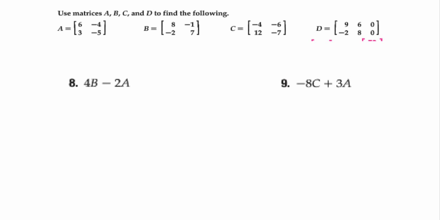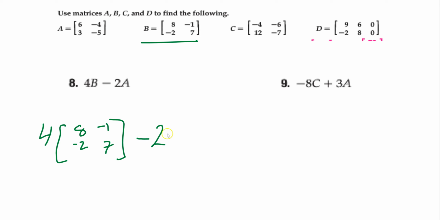We'll do one of these. It's the same idea. So in this case, I want to figure out what this is. So 4b minus 2a. Actually, we'll do this one by hand, and I'll show you how to do one of these on your calculator. So 4b. So I'm going to do 4 times the matrix b. I'm going to subtract off 2 times the matrix A.